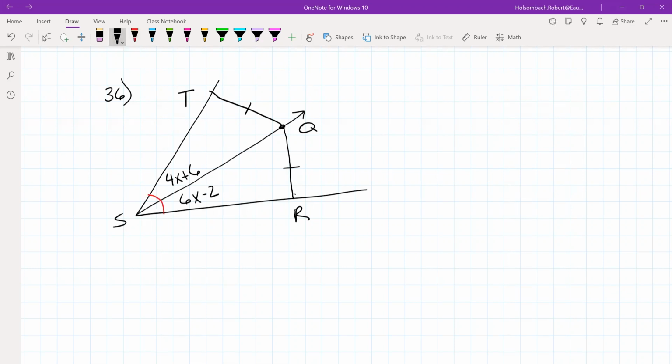So what they're asking for now, be careful on this problem. Find the measure of RST. RST, look, that is the whole angle, guys. This problem gets missed a lot because people don't find the entire angle measure. They either solve for x and answer that, or they solve for x and substitute it once and choose that as an answer. We got to solve for x first.